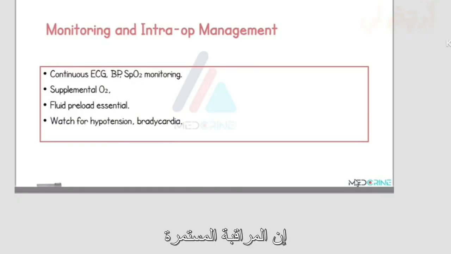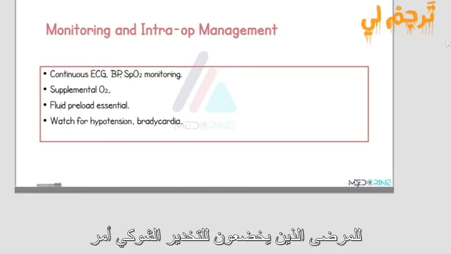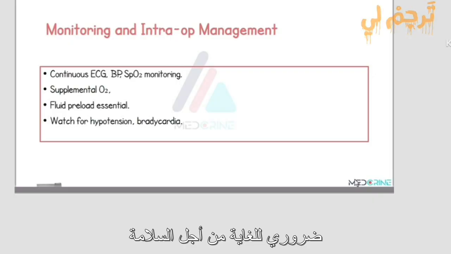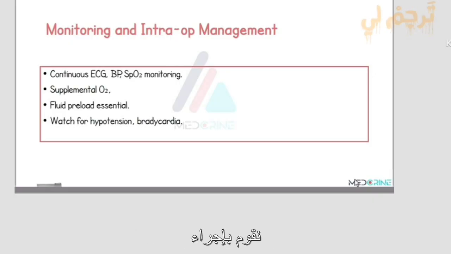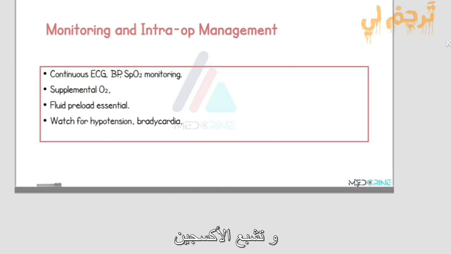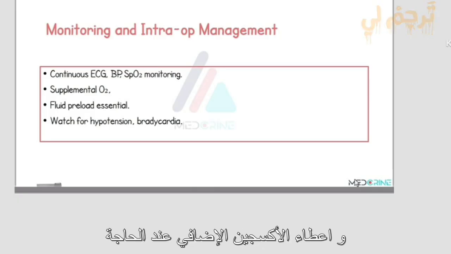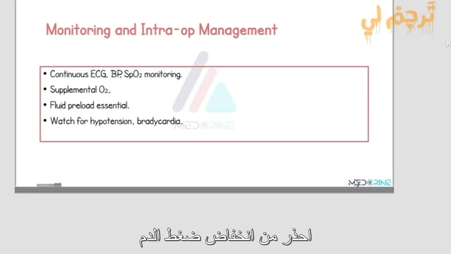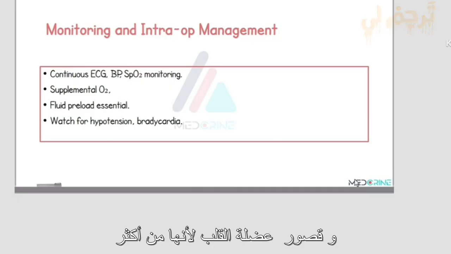Continuous monitoring of patients who are under spinal anesthesia is quite essential for their safety and effectiveness. We perform continuous electrocardiogram monitoring, blood pressure, and oxygen saturation monitoring. Always preload these patients with intravenous fluids and consider supplemental oxygenation when needed. Watch out for hypotension and bradycardia, as these are the most common complications.